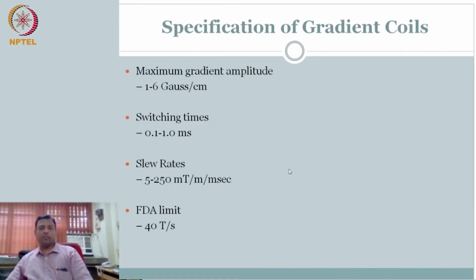So what are the specifications that we typically get? You can change 1 to 6 Gauss per centimeter. Switching times are a fraction of a millisecond. Recall from our physics, what we were going after, T1, T2, right? A short TE, but all of those were still in the tens of milliseconds. So here you are looking at a fraction of a millisecond switching time. Likewise your slew rate is only millitesla per meter per millisecond, right? So you have enough cushion. Everything is operating within the limit. Whatever you do here, it has to be within the known approved legal limits.